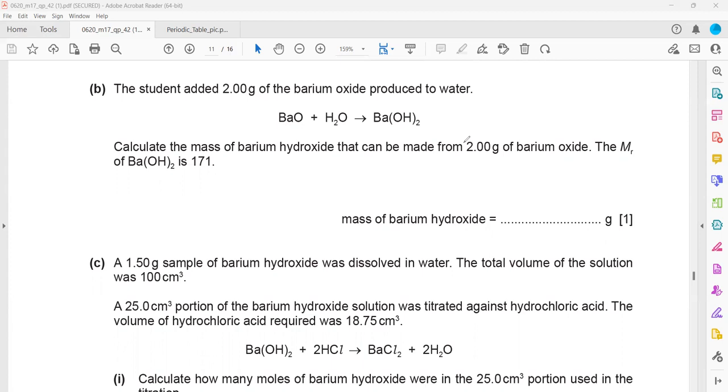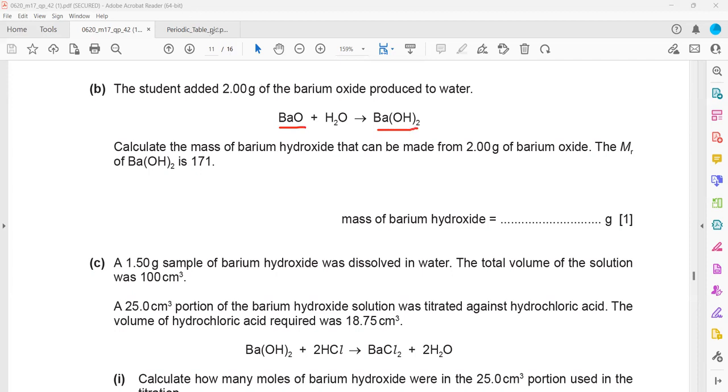One is first you find the moles of barium oxide. Then from moles of barium oxide, you get moles of barium hydroxide. And from moles of barium hydroxide, you multiply by molar mass to get mass in gram. This is one way, but it is a lengthy method, and it's only 1 mark. So if mass is given, you can also take a mass ratio. How do we take a mass ratio for barium oxide and barium hydroxide?